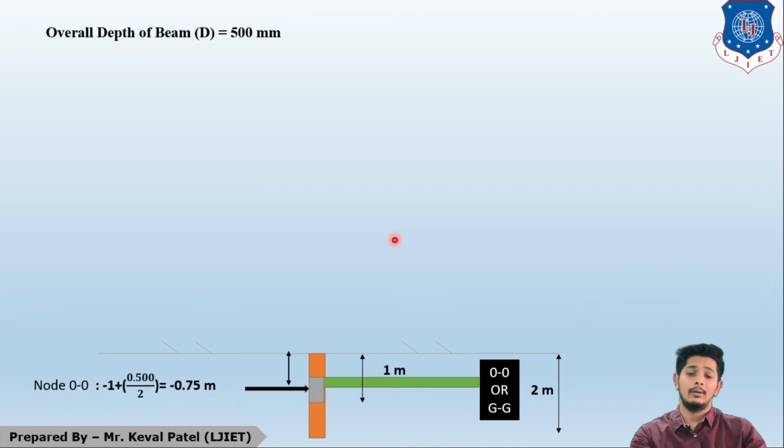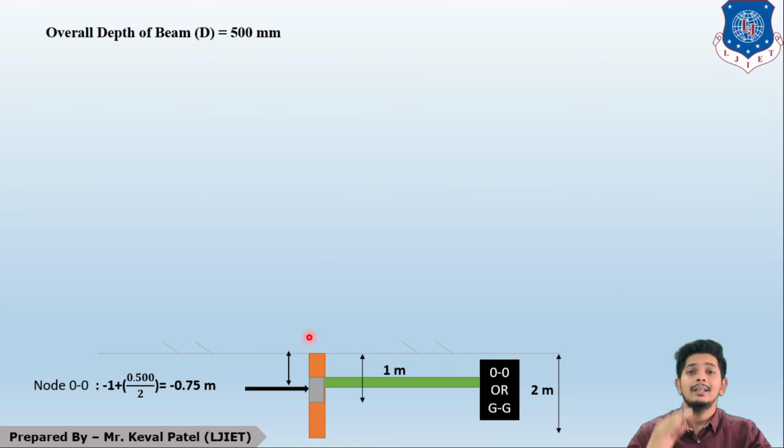Now for nodal load calculation and nodal distance calculation, the node is in the center of the beam always. Now to check that distance, I have assumed a total 1 meter height from ground line to bottom of the beam. So this height will be like minus 1, plus half of the overall depth of the beam, that is 500 by 2. So I will get node 00 or node GG height from ground line as minus 0.75 meter. Why is it minus? It is below ground line, right? That is why it is written as negative.